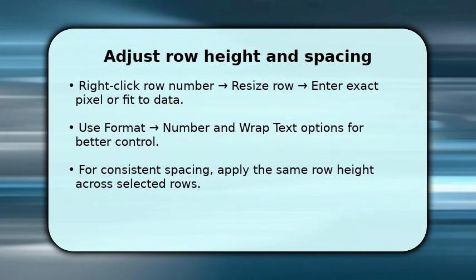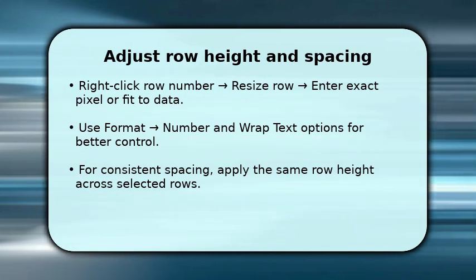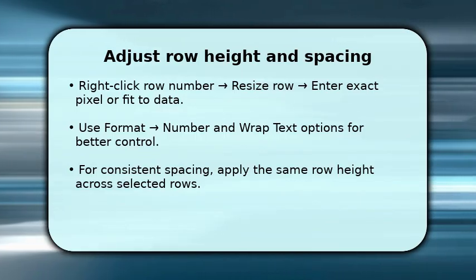Next, you change the row height to control spacing between lines. Right-click a row number and choose Resize Row, enter a pixel value for precise spacing, or select Fit to Data to auto-adjust. Once done, apply the same value to multiple selected rows to keep consistency.